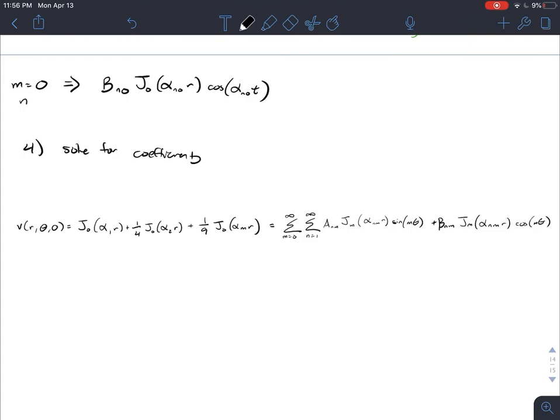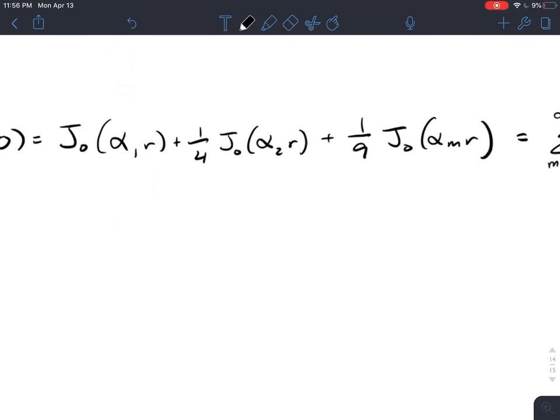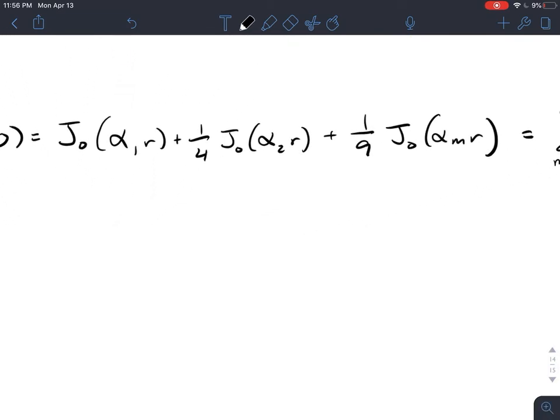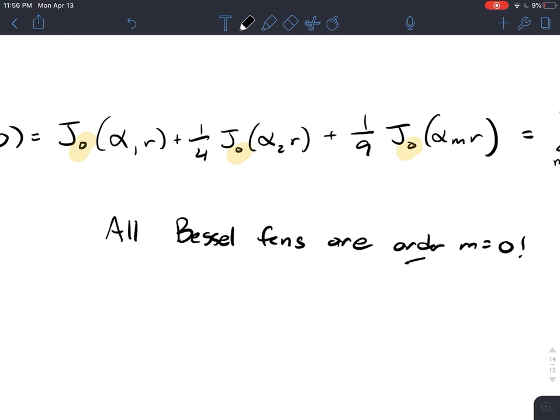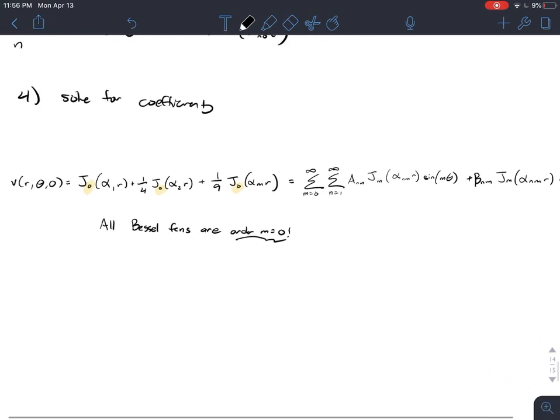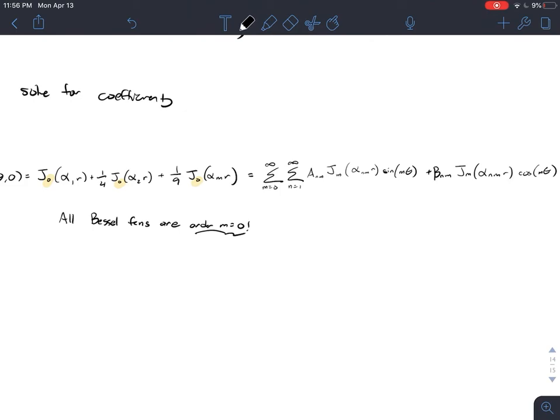Looks pretty bad to deal with, until we notice that on the left-hand side, all of our Bessel functions are order 0, order m equals 0. So this means that the only solutions that can survive on the right-hand side of this equality are for the case where m is equal to 0. So that means every single other m term, for m equal to 1, 2, 3, 4 to infinity, has to be equal to 0.